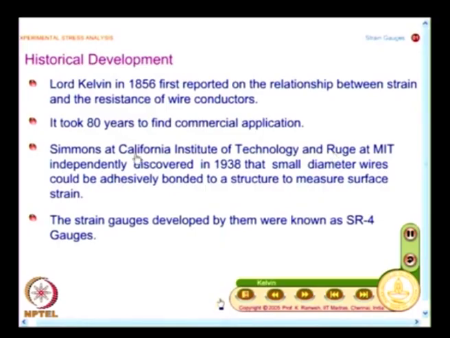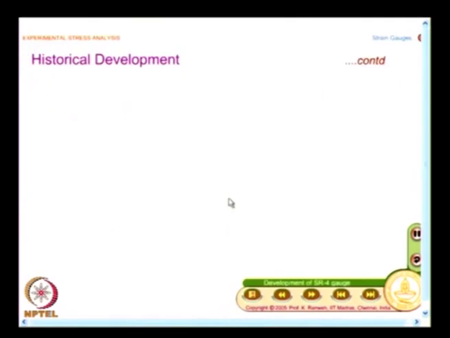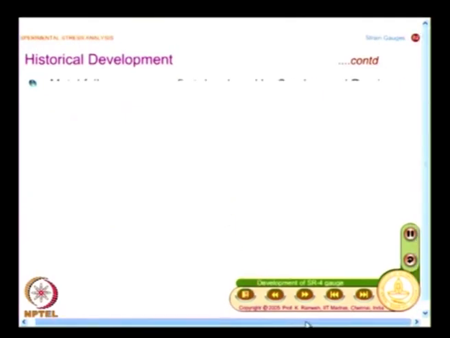And the strain gauge developed by them was famously known as the SR4 strain gauge. We will see S stands for Simmons and R stands for Rouge, and 4 stands for a team of 4 people who have contributed. We will see that development in detail. So, after the small diameter wire that is used as a strain gauge, people also developed what is known as a metal foil strain gauge.